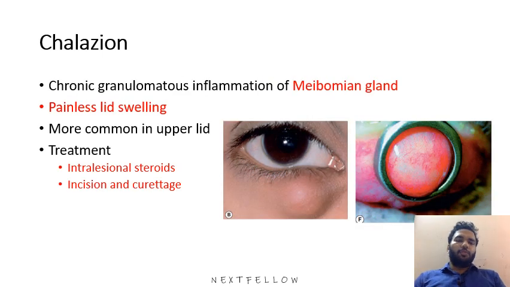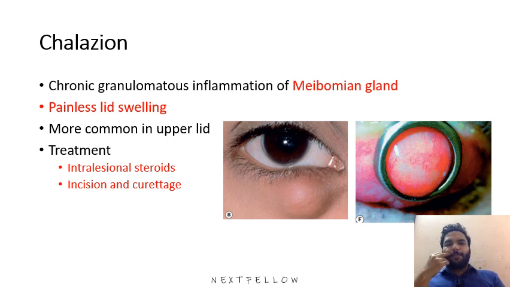This is the most important condition called Chalazion. It's very common. It's a chronic granulomatous inflammation of the meibomian gland. It's painless lid swelling. The patient just has a swelling, as you can see in this picture. The patient will have a lid swelling. It's most common in the upper lid. Here the picture shows lower lid.